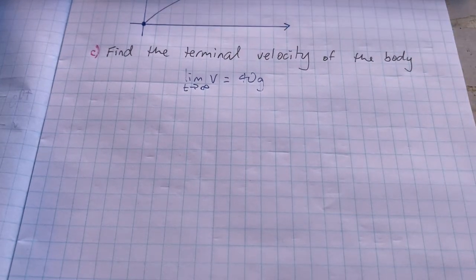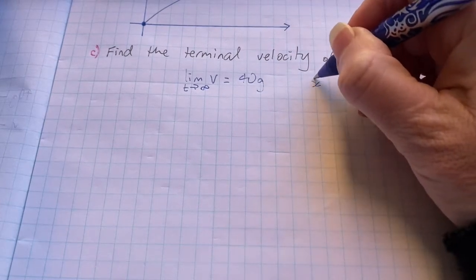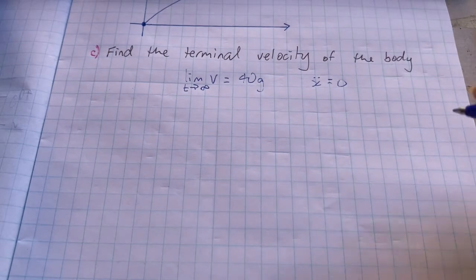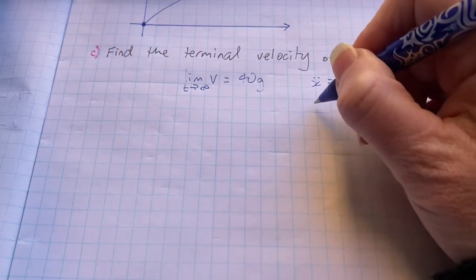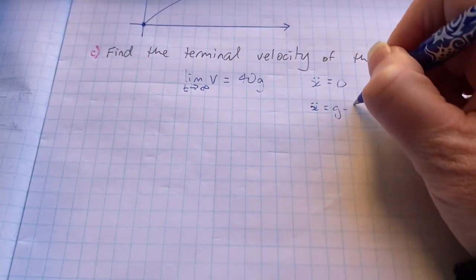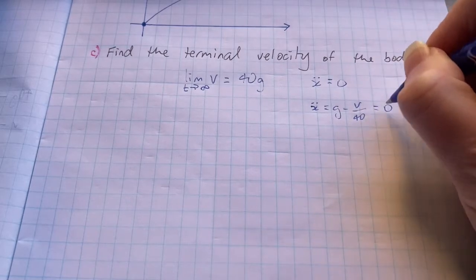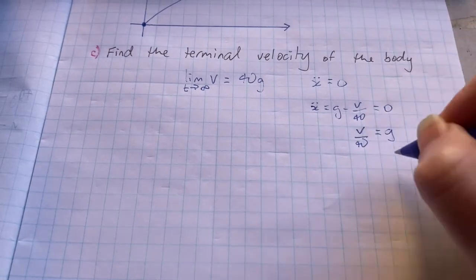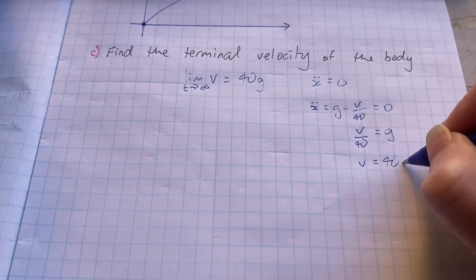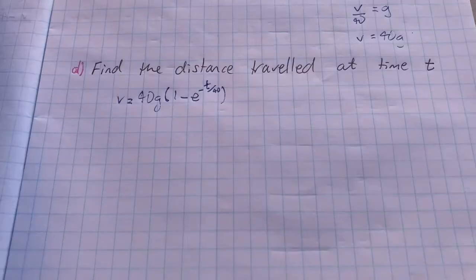Another way of finding that would just be by maximizing our function. The maximum point happens when the acceleration is equal to 0. Now, we know the acceleration equation from before. We know that acceleration is equal to g minus v on 40. And let's see, when does that equal 0? Let's add the v on 40 to each side. Just turn it around. So v equals 40g. We got the same answer. In part D, we're asked to find the distance travelled at time t.